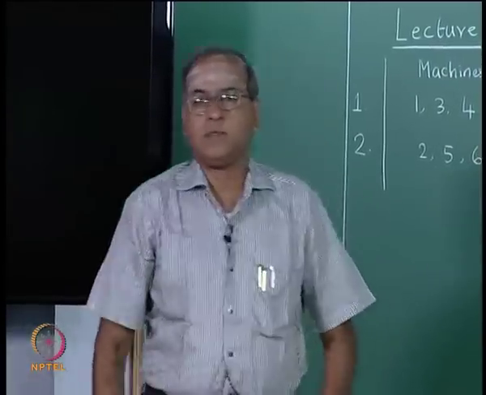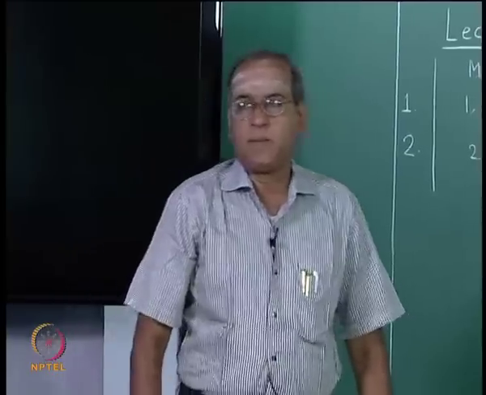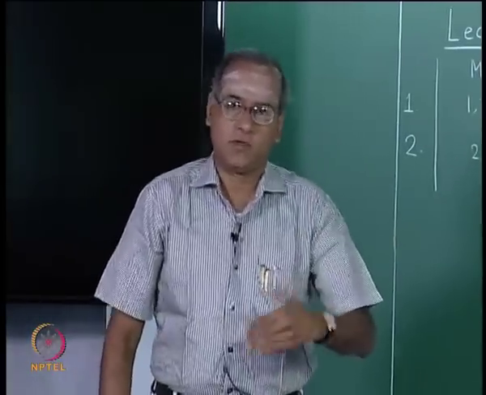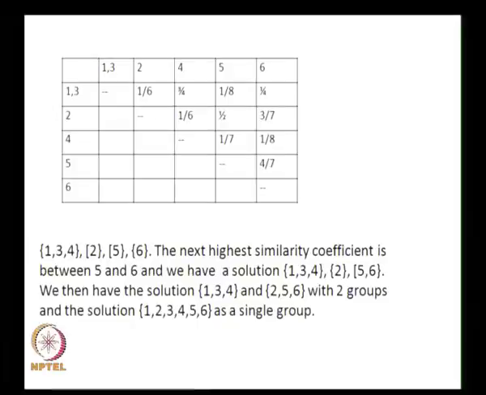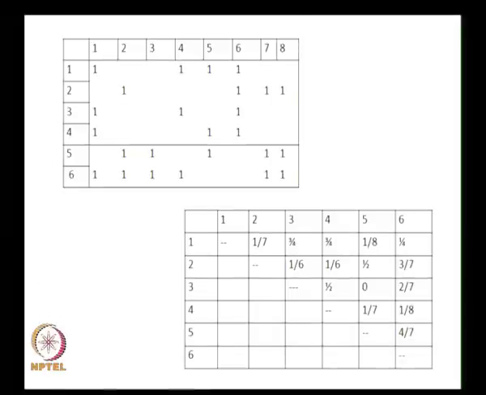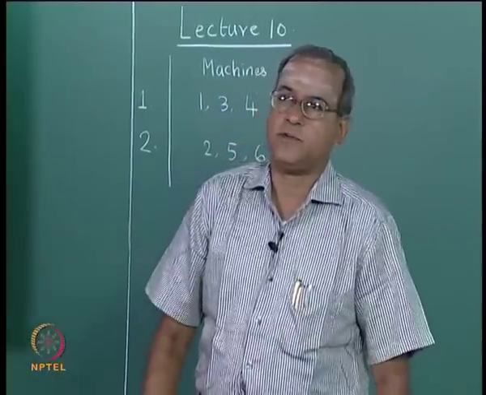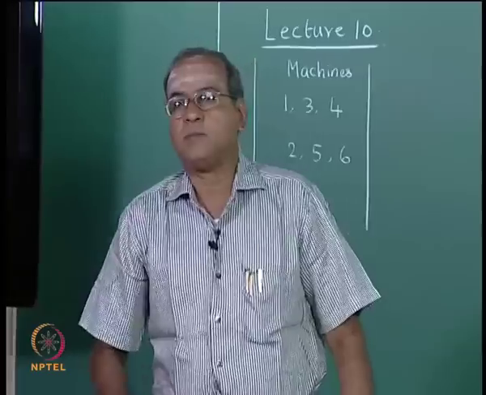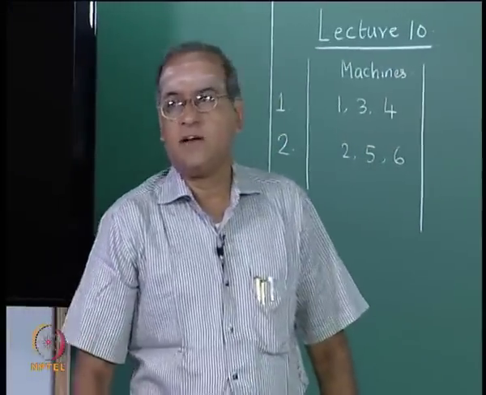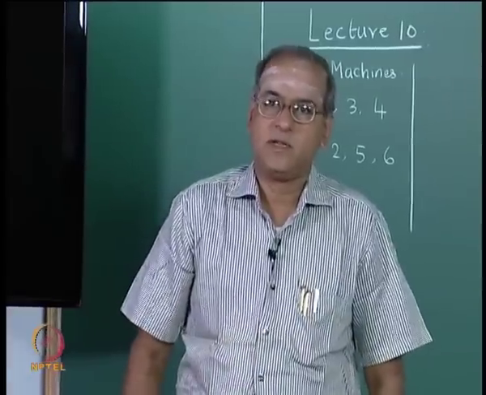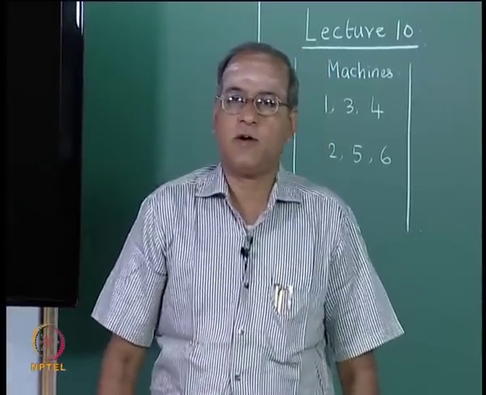Now, we have to form the part families. The part families can be formed in more than one way. One of the ways is to look at the same matrix, and instead of creating a Jaccard similarity coefficient for the rows or the machines, we can create the similarity coefficient matrix for the columns or for the parts. In that case, we would have an 8 by 8 matrix and the similarities would be found column wise.